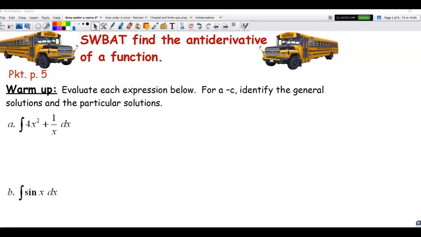In this video, we're going to look at the connection between definite intervals and geometry. But first, we're going to begin with a warm-up.